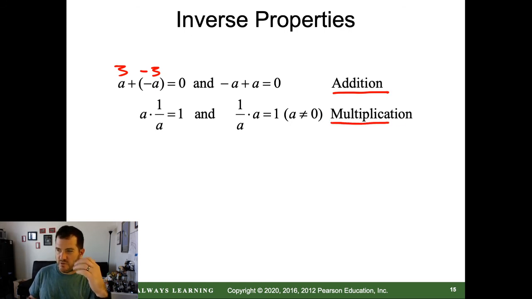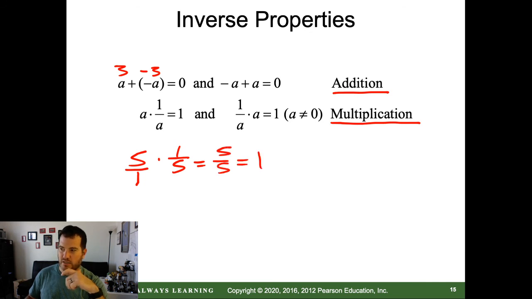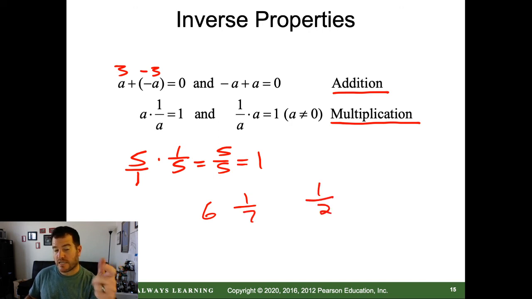Where it gets a little tricky is multiplication. So here, if I do 5 times 1/5, remember this 5 is technically over 1, and when we multiply fractions, we multiply straight across, so we get 5 over 5, which is equal to 1. So basically, that's what the multiplication inverse is. If you have any number, the inverse is going to be 1 over that number. Now, the interesting thing is if you start with a fraction, like 1/2, does anyone know what the inverse is going to be? Well, it's actually going to be 2 over 1, also known as just 2.